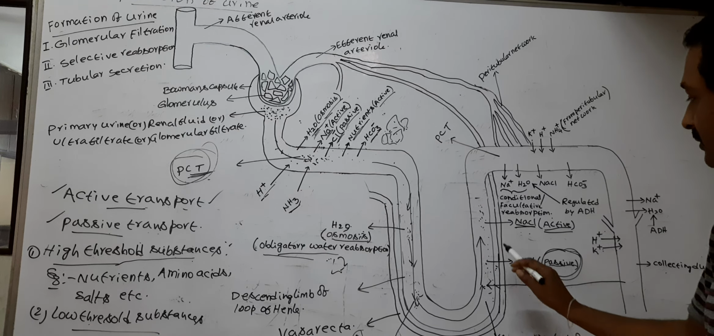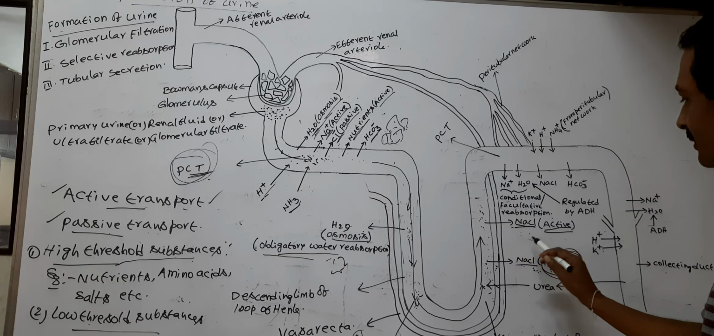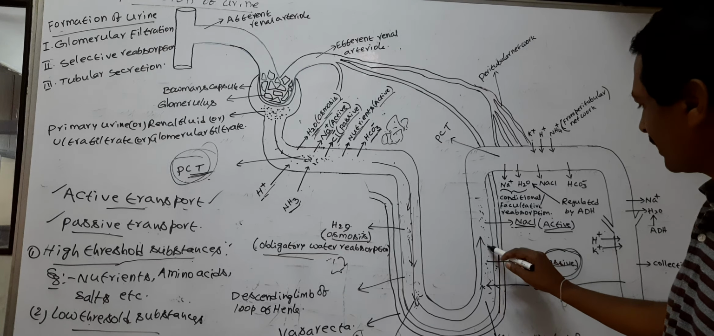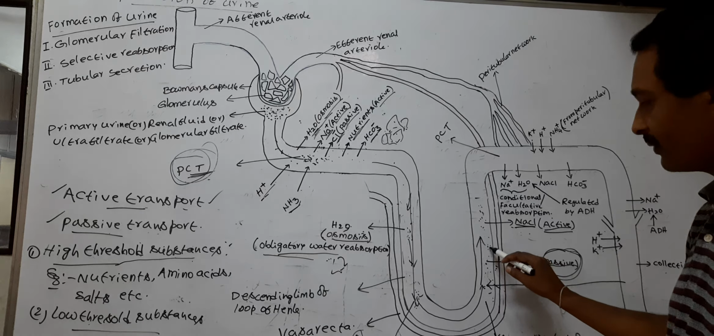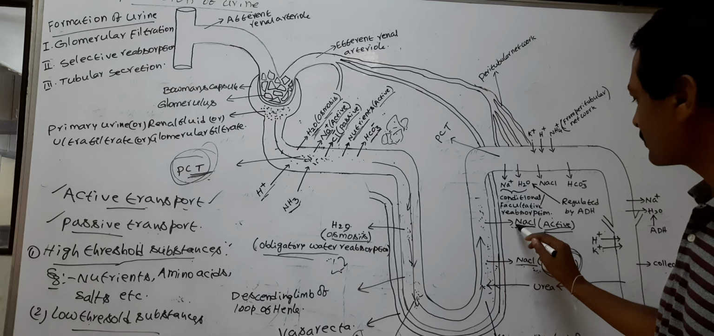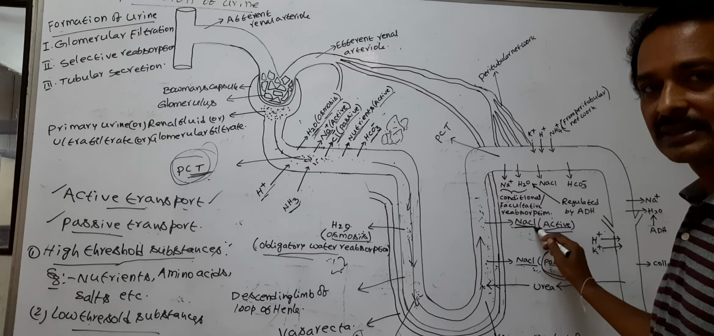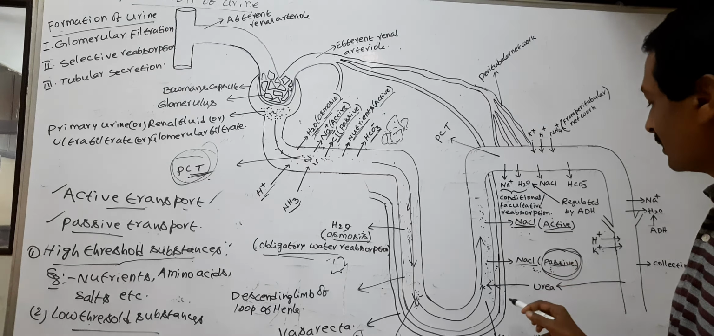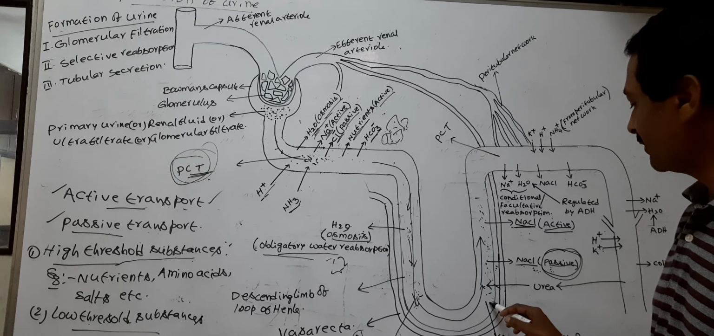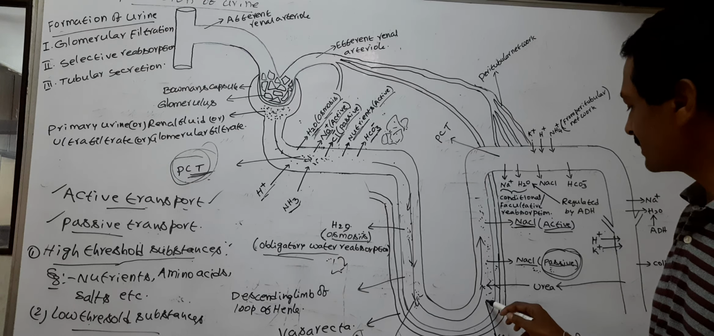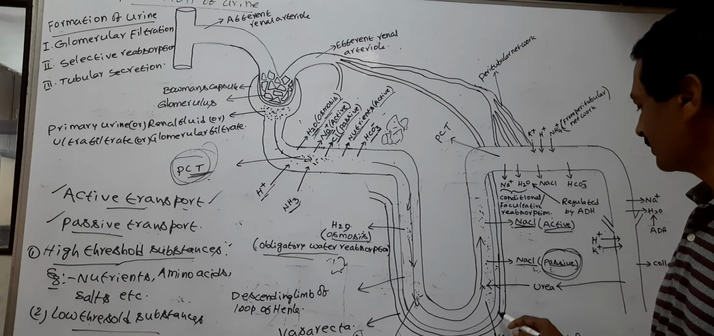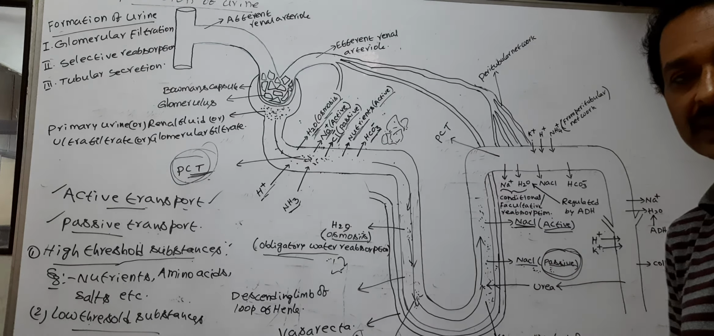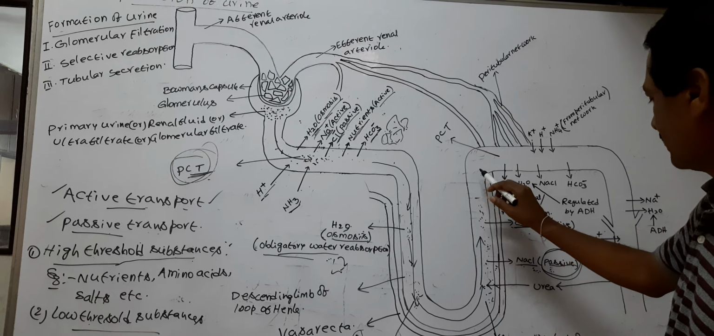Now, when the salts are reabsorbed, the primary urine of the ascending limb loses only salts, but it does not lose water. So the concentration of primary urine is decreased from the proximal part of the ascending limb to the distal part of the ascending limb.